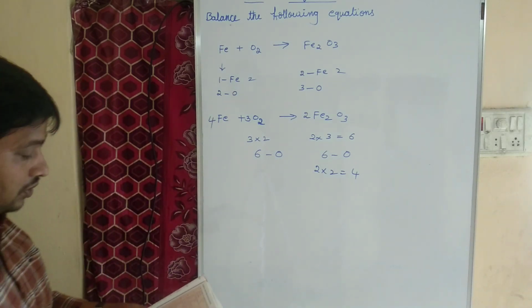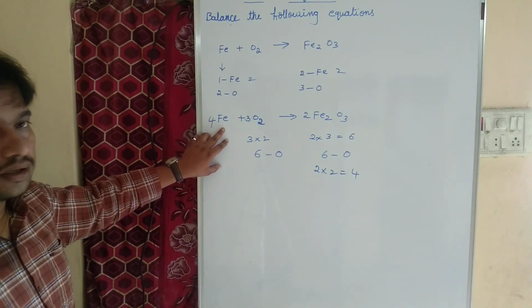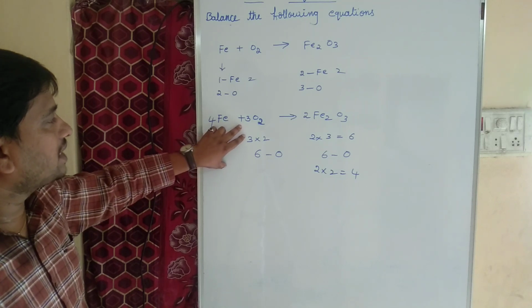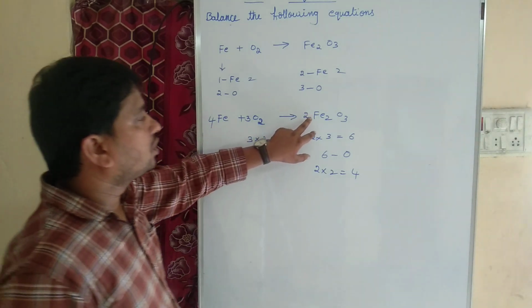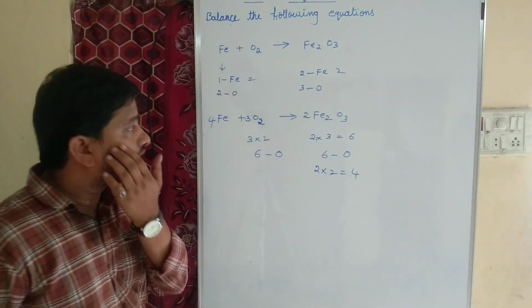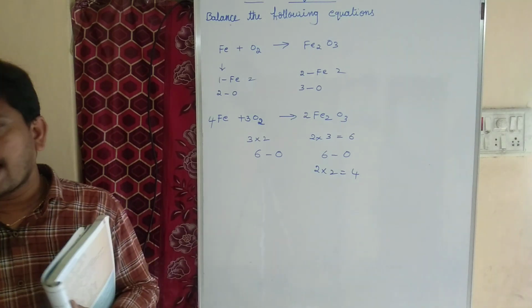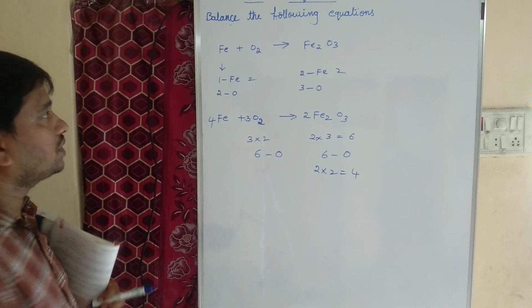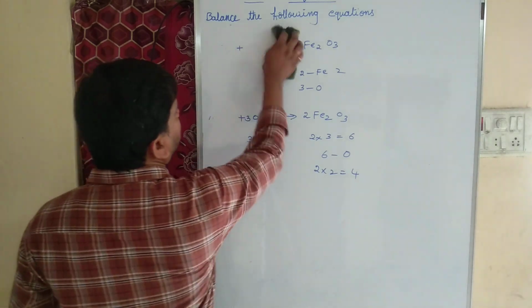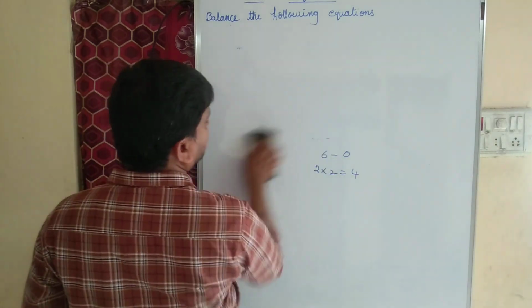Now you see, 4 Fe, 4 atoms of iron plus 3 O2 gives rise to 2 Fe2O3. That is the balanced equation of iron plus oxygen gives rise to iron oxide. Okay, let us see one more equation.